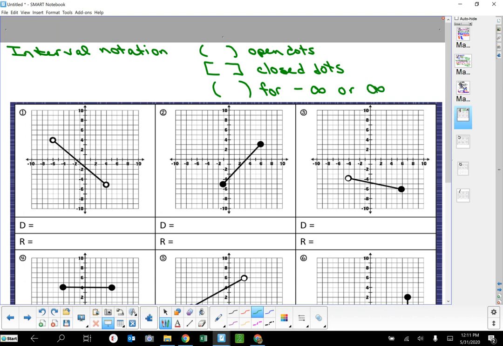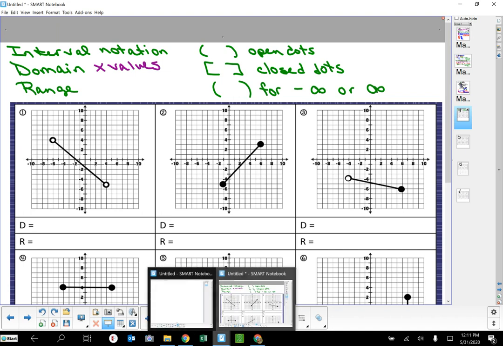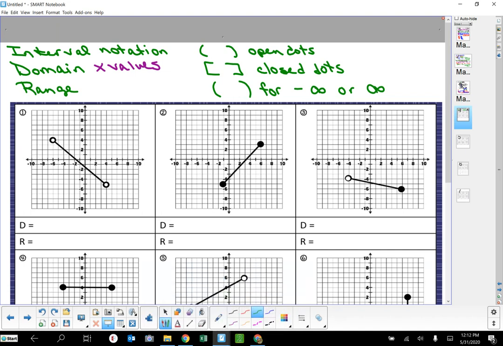Right? So when you do domain and range of a graph, we have to list every single possible thing on the graph that's being used up. So remember that your domain is your x's. So this is your x values, all of them. Okay, your range is your y values.